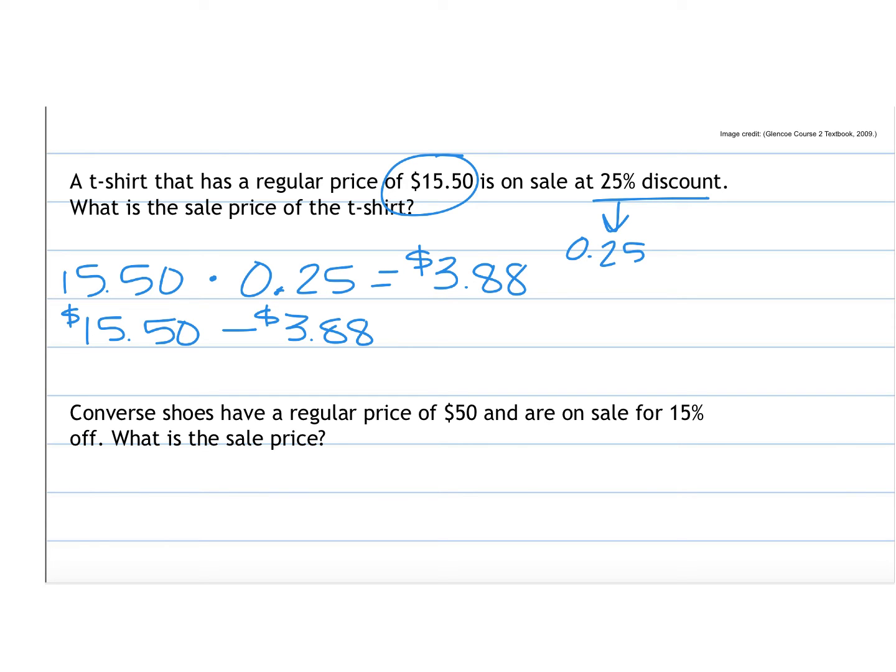So $15.50 minus $3.88 would get me $11.62.